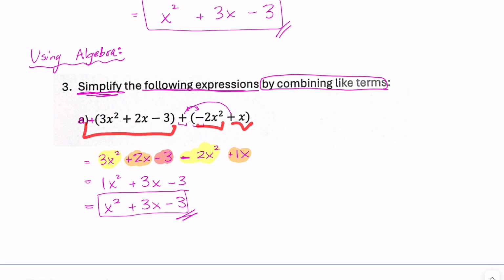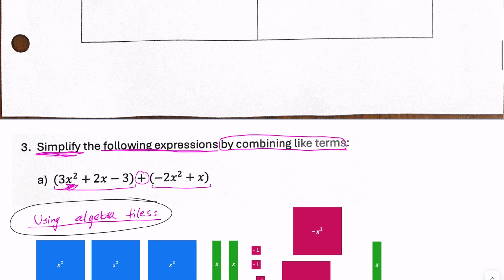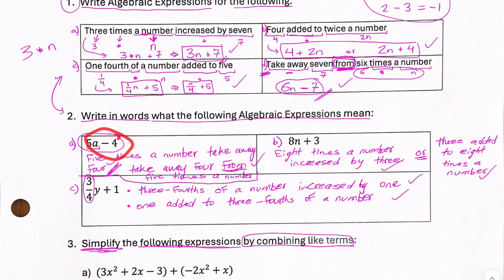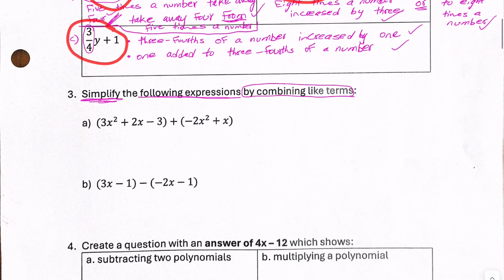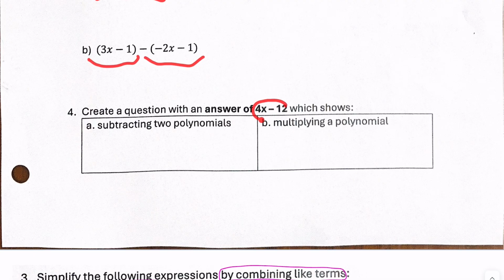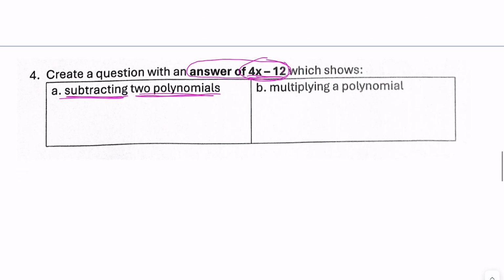We call this a trinomial. This is a binomial. Here's another polynomial. These are all polynomials. They're just algebraic expressions. And this is the simplified polynomial. I want you to get that by subtracting two other polynomials. Okay, so let's go ahead and write that out.